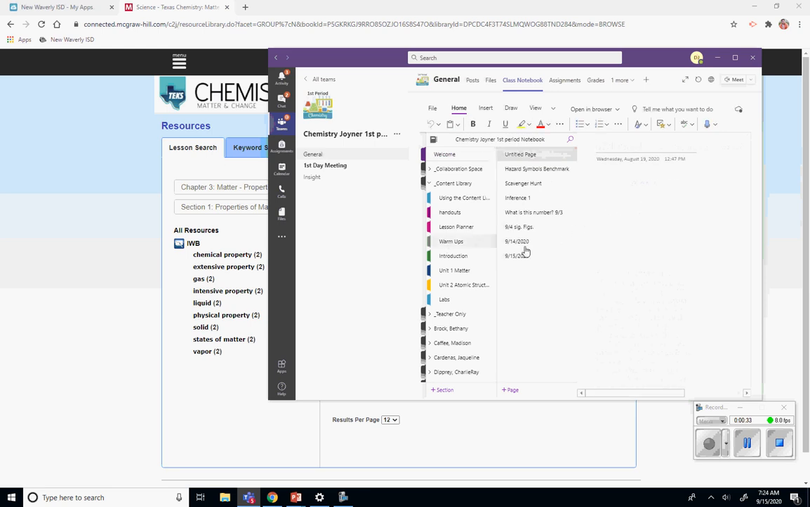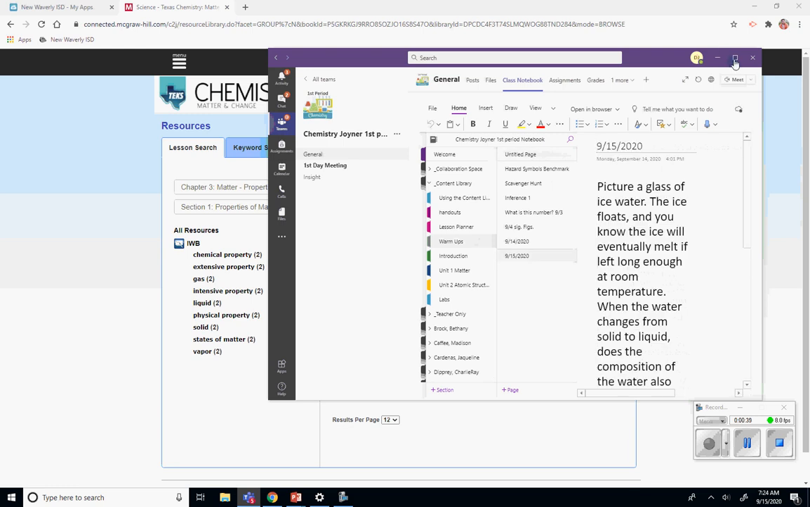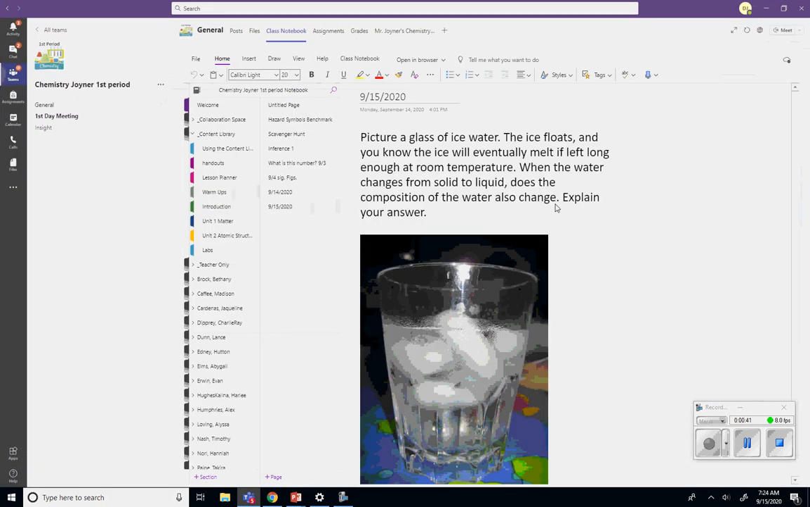Warm-ups, you find today's date, which today is the 15th, and here is the warm-up. Picture a glass of ice water. The ice floats, and you know the ice will eventually melt if you left it long enough at room temperature. When the water changes from solid to liquid, does the composition of the water also change? Explain your answer. So repeat that last question in your write-up and then explain your answer.